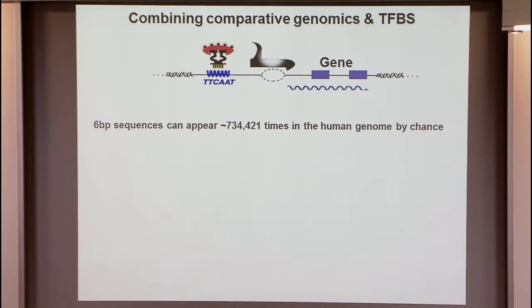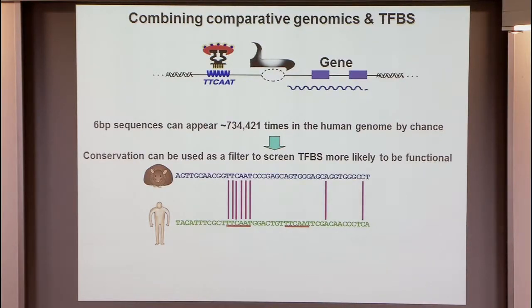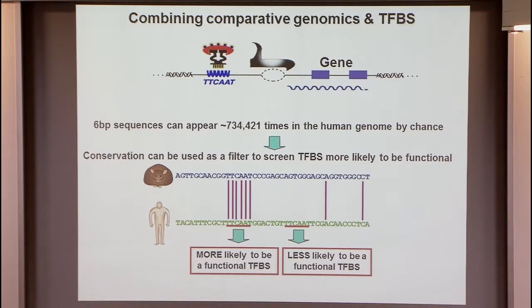Going back to the transcription factor binding problem, as I said, 6 base pairs can be quite common. In the human genome, for example, 734,000 times. So how do you make sense of what could be functional and what could not? One way is to use conservation that I just showed you. For example, if we compare human to mouse, and we have that same sequence here and here, this one is not conserved, so you can speculate it's less likely to be a functional transcription factor site, while this one is more likely to be a functional transcription factor site.